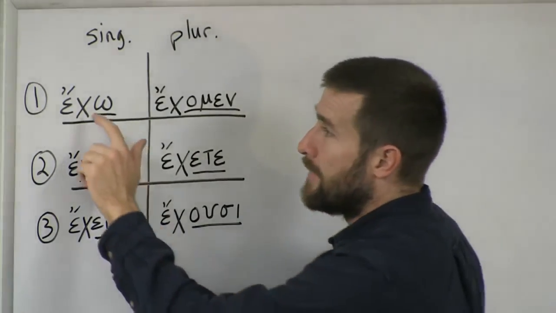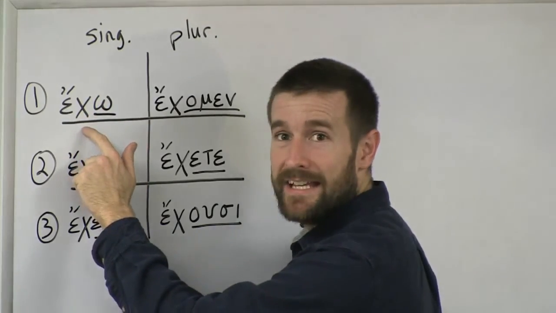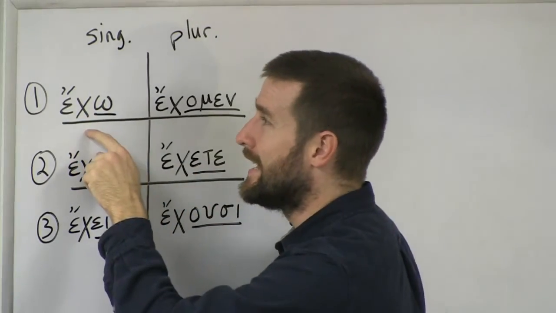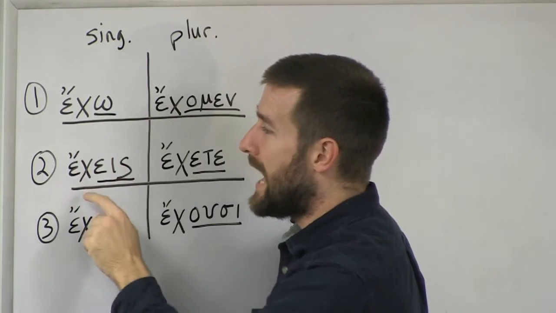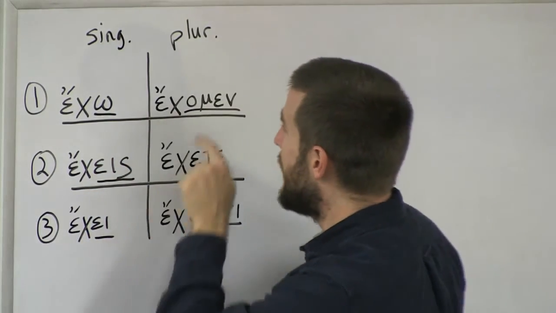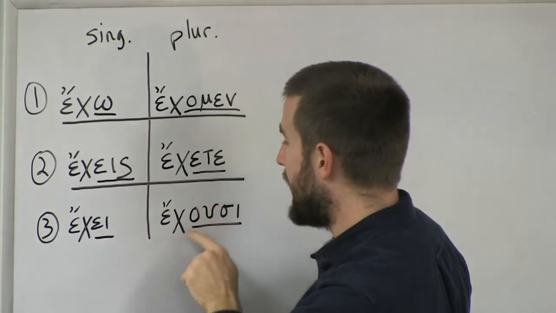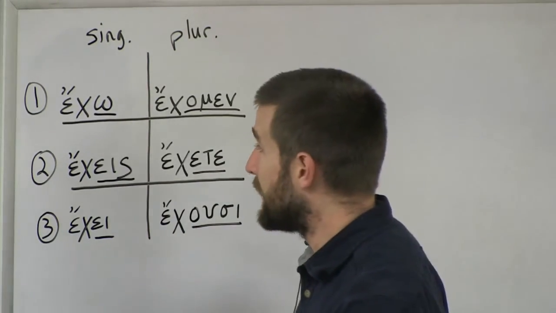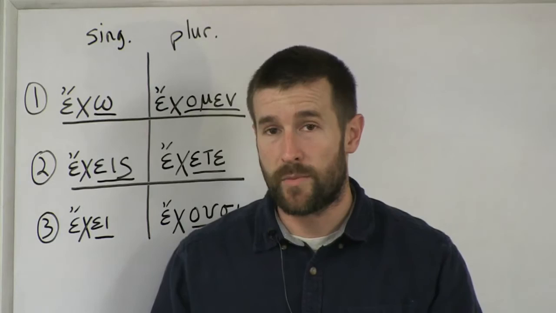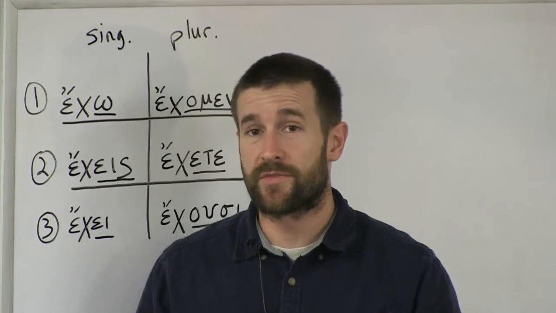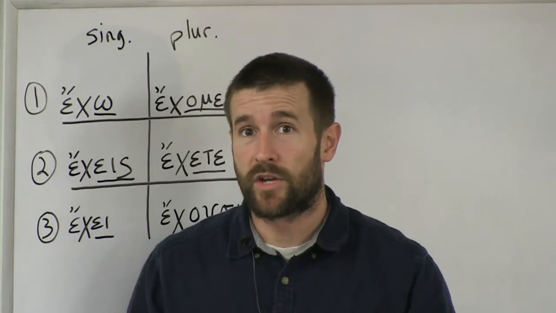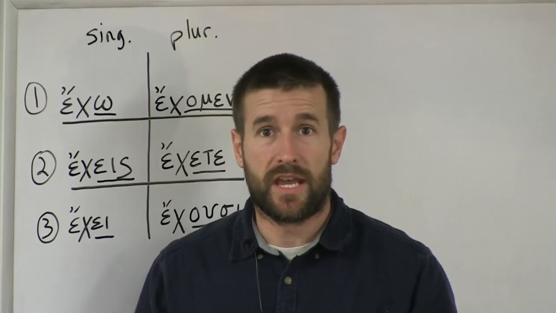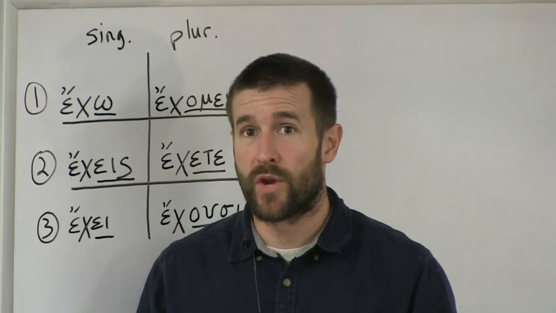So again, remember that letter he is that hard H sound, he. So this is echo, echis, echi, echomen, echete, echusi. Hopefully you're writing these down and drawing this chart and practicing. In the next video, we're going to be going over John chapter 6, verse 48, and we're going to talk more about nouns and the different case endings. We're going to really break that down for you.